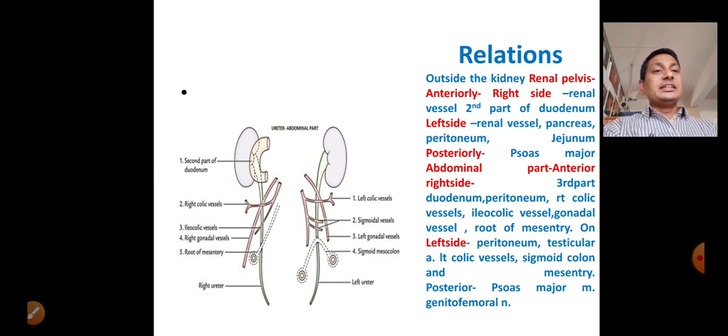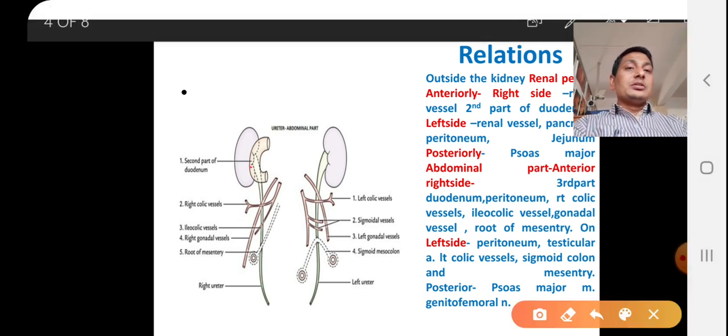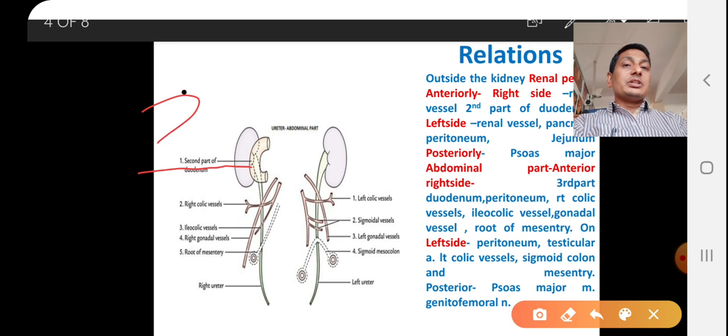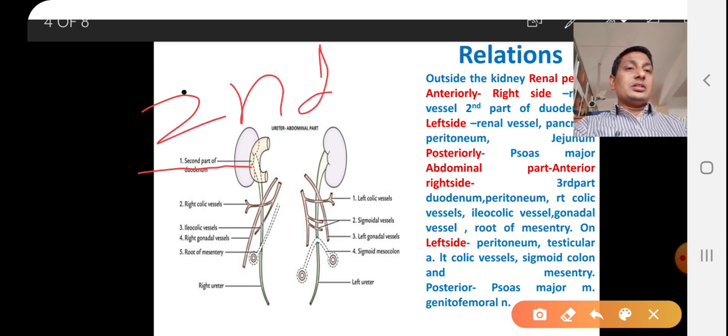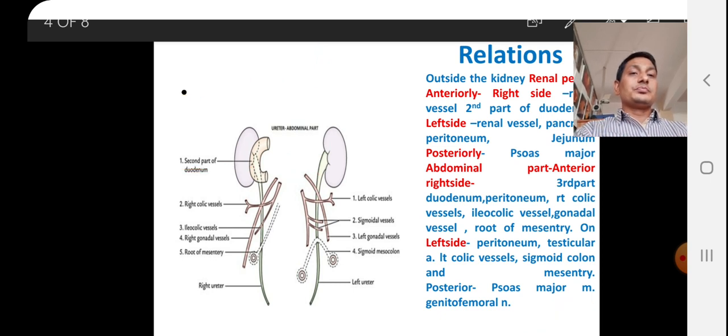Now, outside the kidney, the renal pelvis on the right side is related to the second part of the duodenum, and on the left side it is related to the renal vessels. Here are the renal vessels, and also the peritoneum, pancreas and coils of the jejunum.